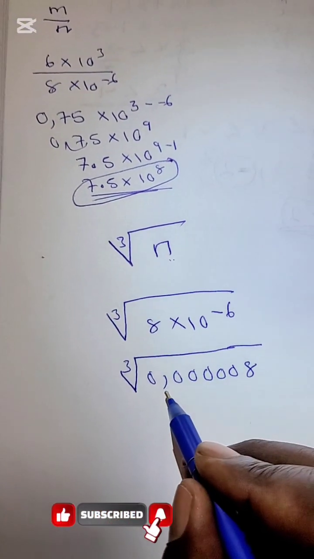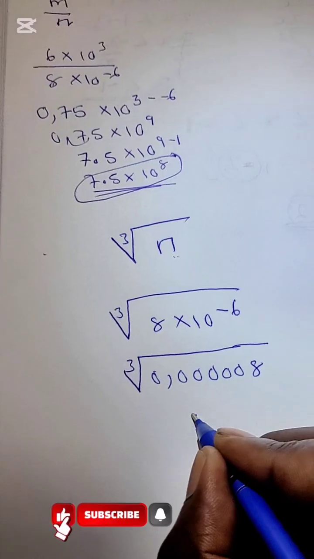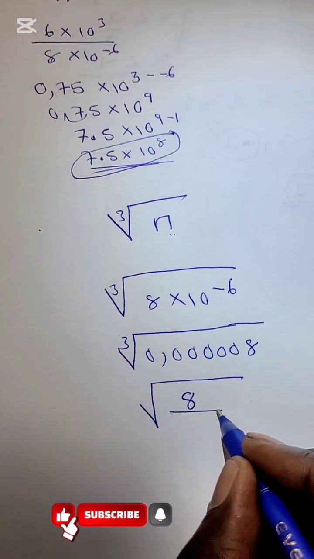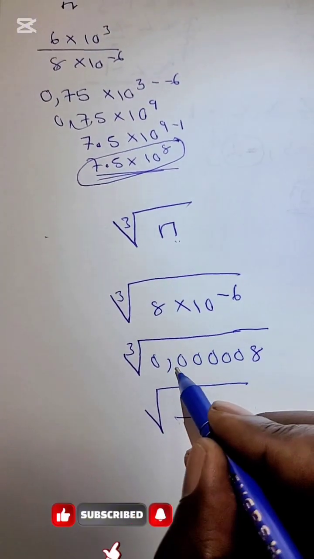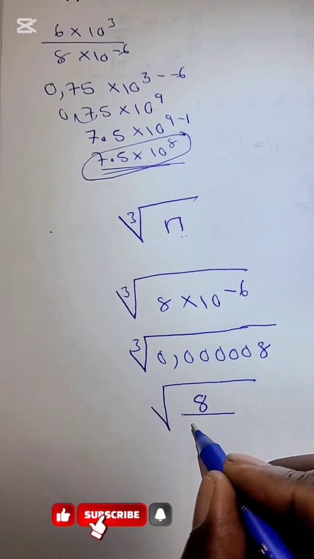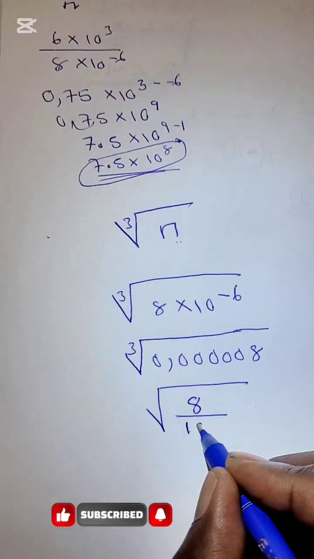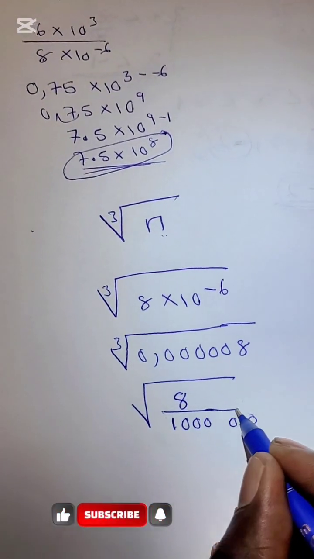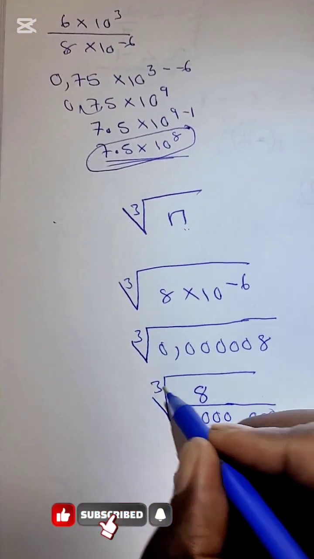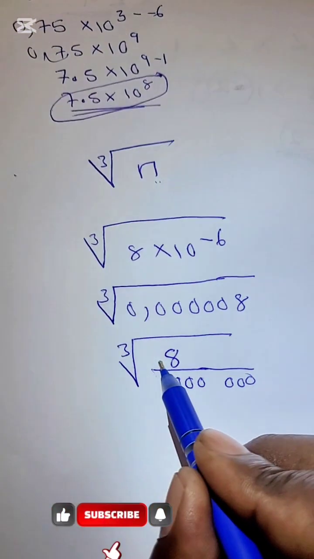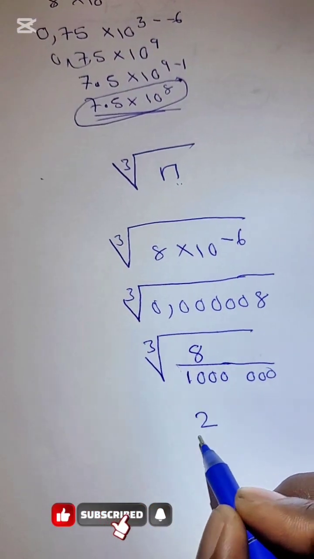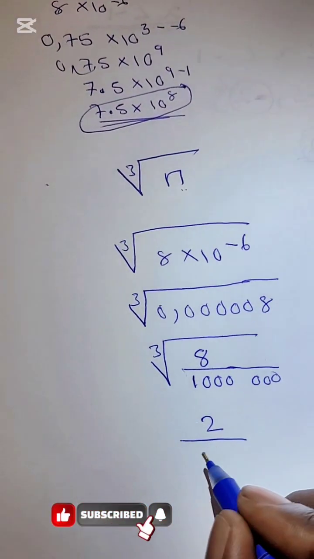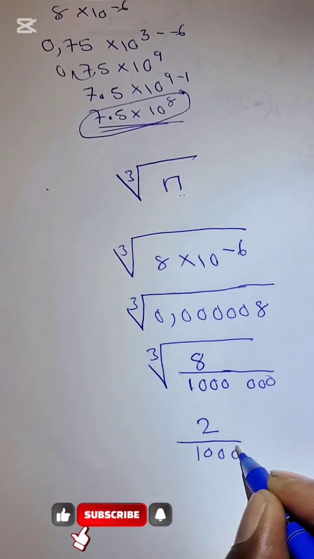Then we take the cube root. So let's put it as a fraction. So this one is the same as 8 over 1 million. How many digits after the decimal point? There are 6 of them. So we are going to say over 1 million, with 6 zeros. Then cube root here. A number that we multiply 3 times to get 8, that number is 2. And a number that we multiply 3 times to get 1 million is 1000.